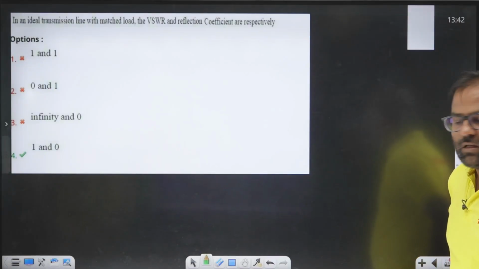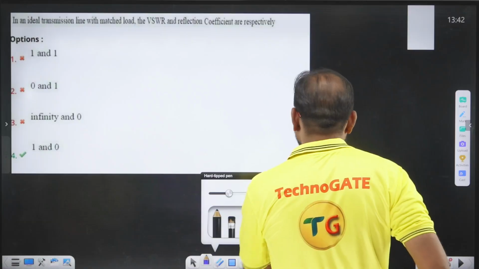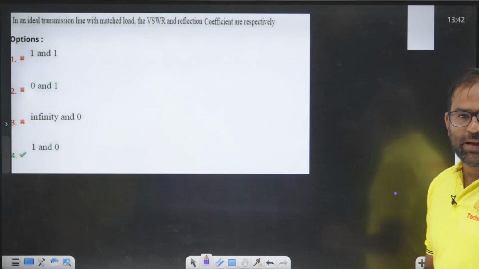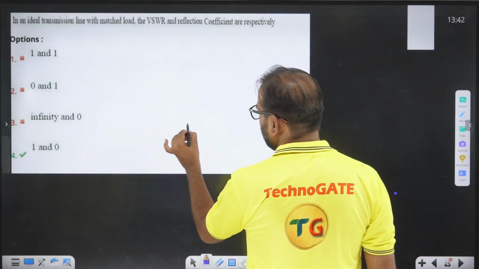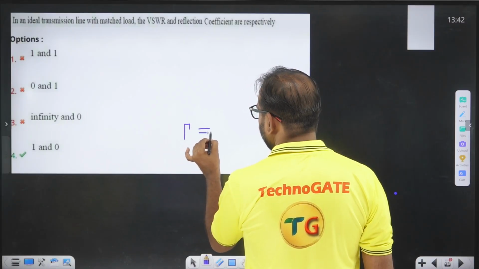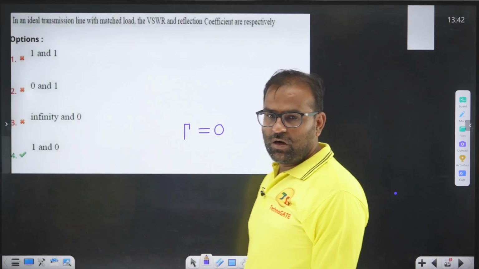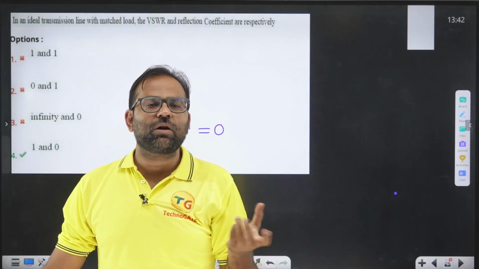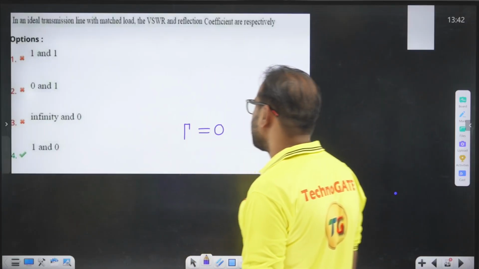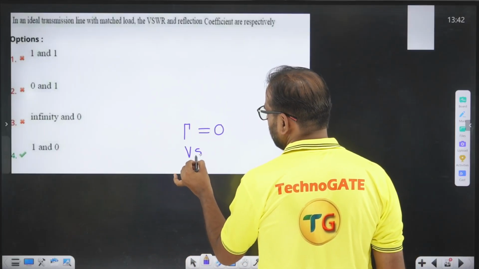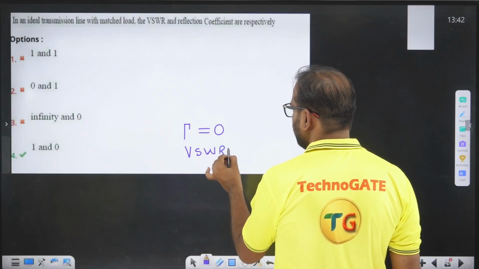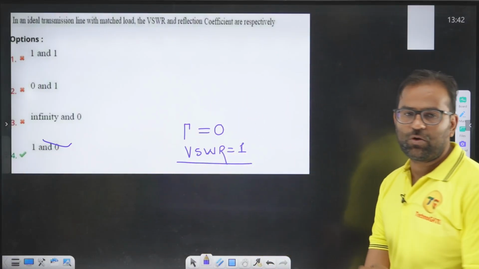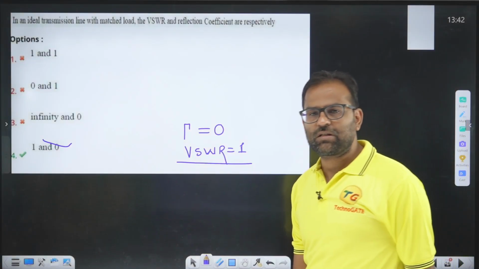Next question. The next question is related to the transmission line. In the ideal transmission line, the matched load. If load is matched, then reflection coefficient is always equivalent to 0. Always remember, for a matched load, there is no reflection because the mismatching of the load is the only cause of the reflection. So reflection coefficient is 0. If reflection coefficient is 0, VSWR is equivalent to what? VSWR equal to 1. So which option is correct here? 1 and 0. They are asking about the VSWR, voltage standing wave ratio, and reflection coefficient, that is 1 and 0.